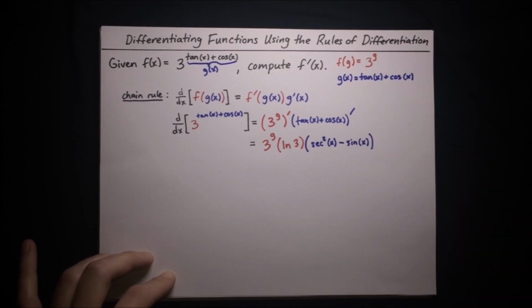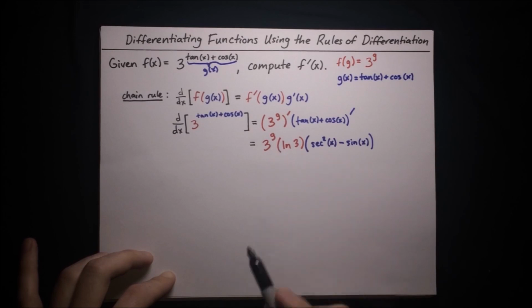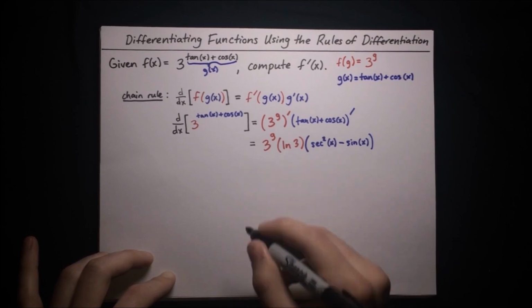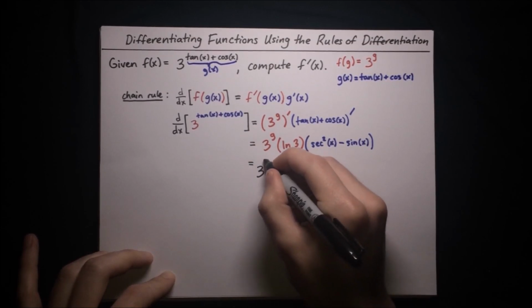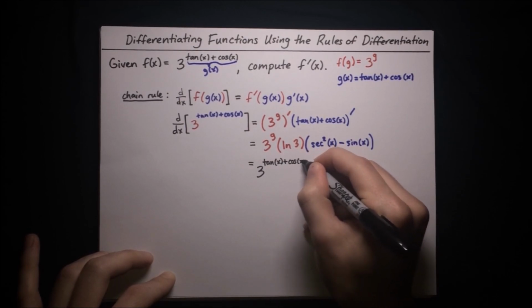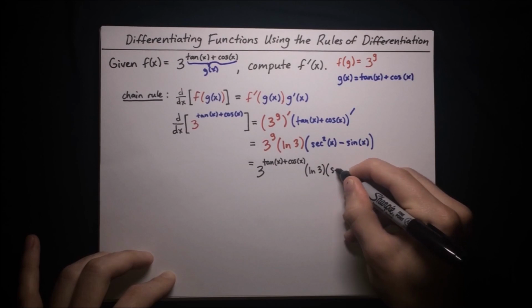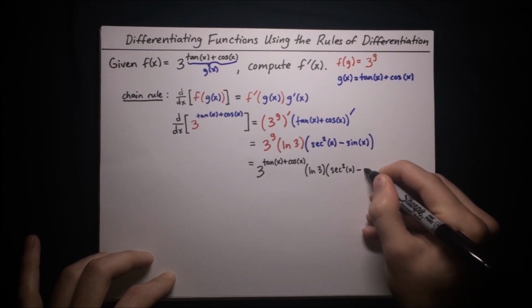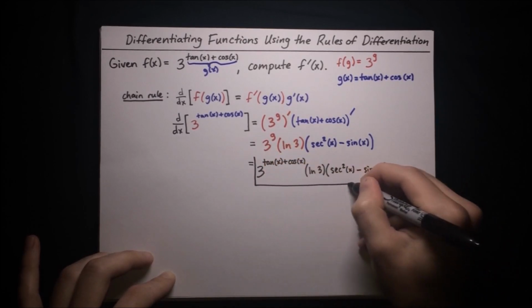Alright, so we're nearly done, but there's still one thing left to do. Look, we've got a 3 to the power of g, and we want to write the entire expression in terms of x. So we want to substitute in for that g. We'll put our function g of x equals tangent x plus cosine x into that exponent. So let's write down the final result. The final result is 3 to the power of g, g is just tangent x plus cosine x, that times natural log of 3, and then times secant squared x minus sine x. And there we go. We've got it. There is our derivative.